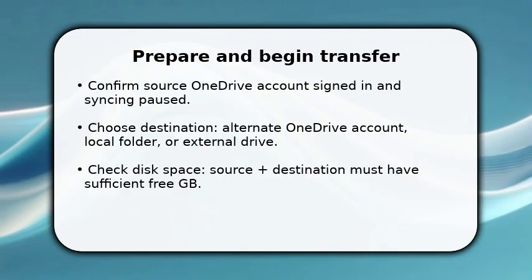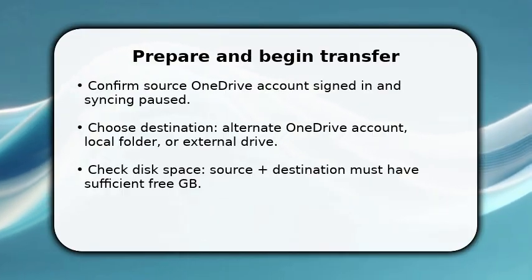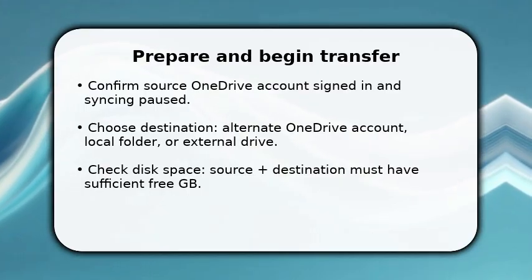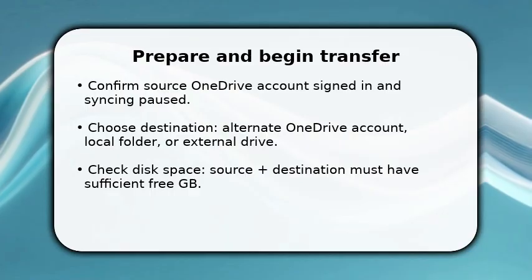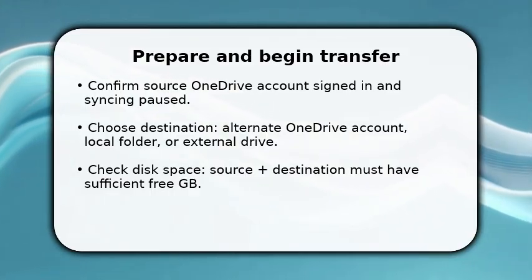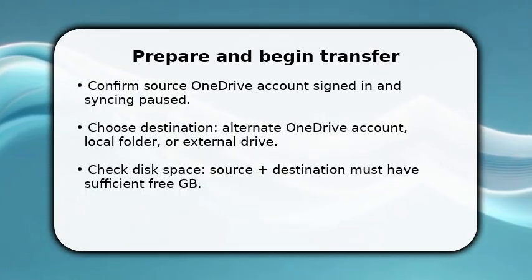Pause OneDrive sync on the PC so files stop changing while you move them. Then sign into the destination account or mount the external drive. Make sure Windows Explorer shows both locations. Once done, use Selective Sync to keep only the folders you need locally.